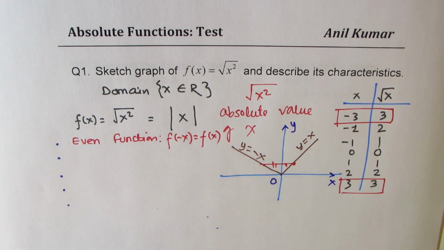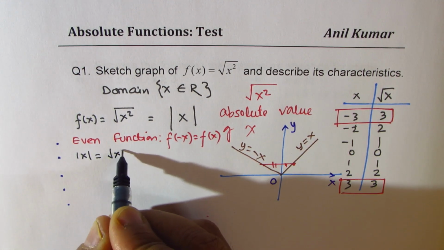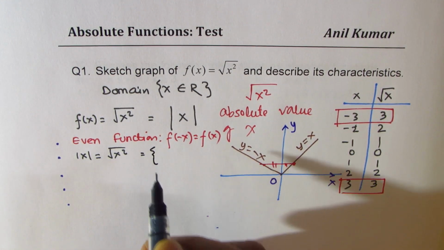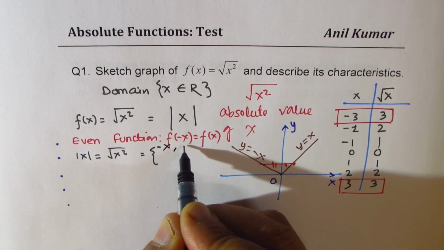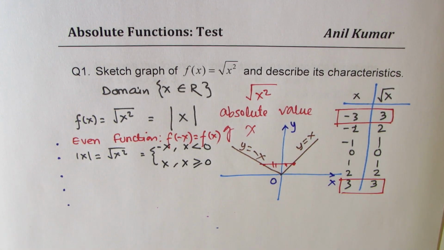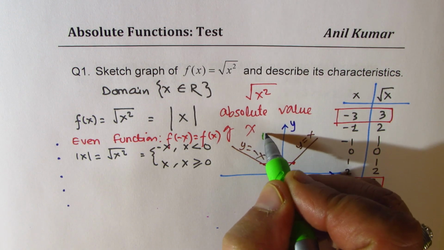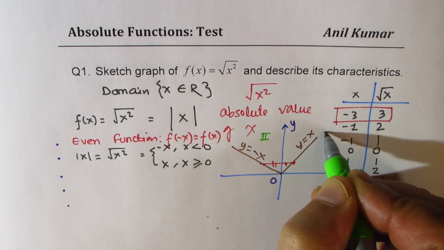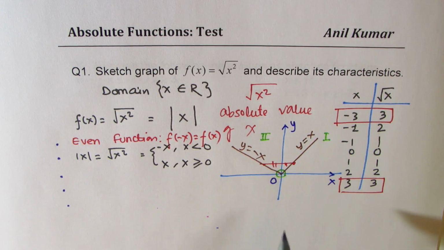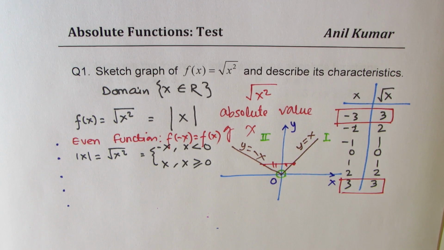Now, from the graph, you could define this function, absolute x, which is equal to square root of x squared, as equal to minus x when x is less than 0, but x when x is greater than or equal to 0. Does that make sense, right? And from the graph, it is clear that this function is always non-negative, and it goes from quadrant 2 to quadrant 1, with one x-intercept and y-intercept at the origin, right?